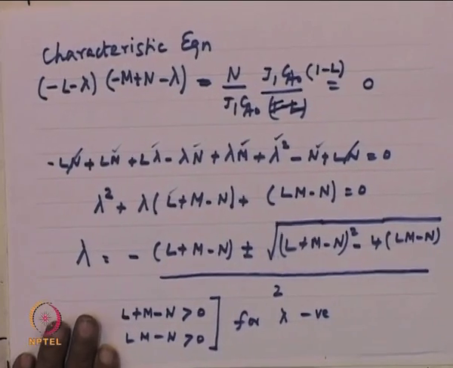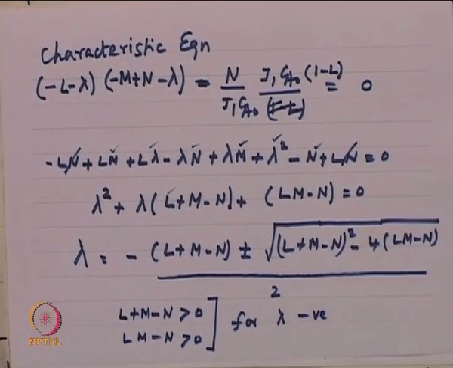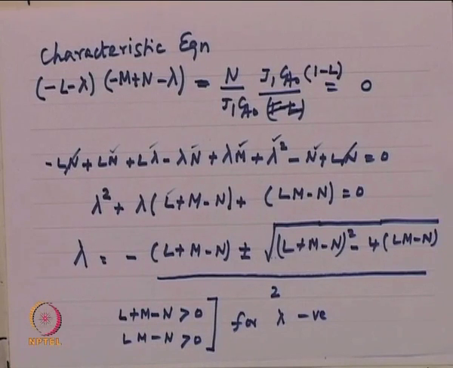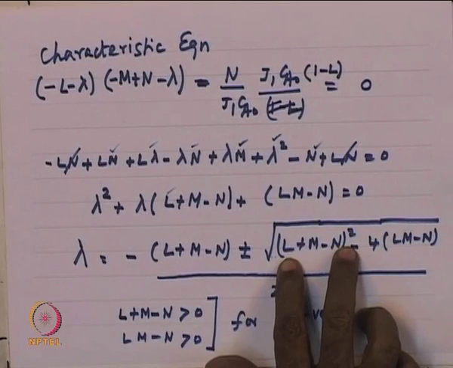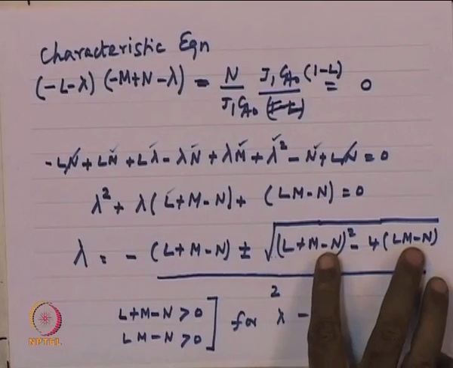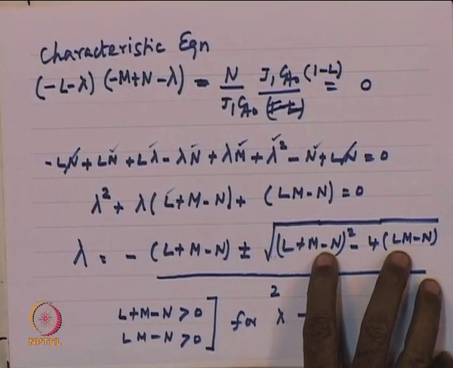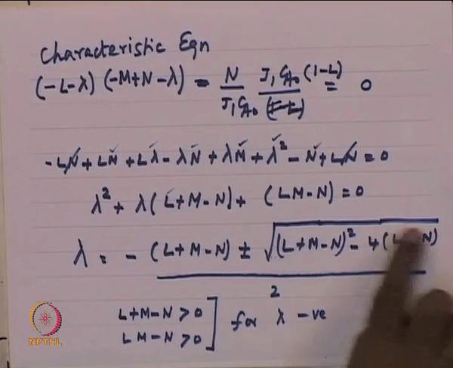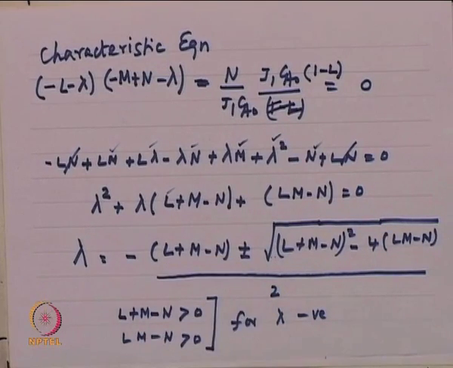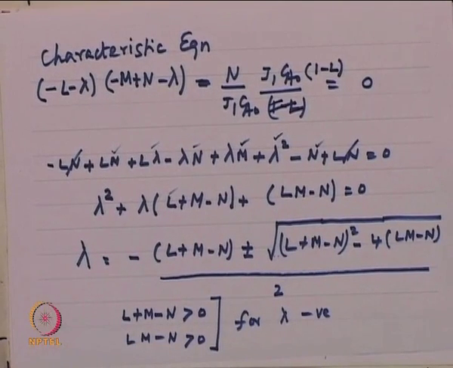Let us just understand whether this is satisfactory from our first principles. We want lambda to be negative. When will lambda be negative? L plus m minus of n must be greater than 0, so that this term is always negative. And if you make L (m minus of n) greater than 0, you find that this whole term becomes less than L plus m minus of n. Therefore, both the roots become negative. This is what we have to recognize. We want both the roots to be negative. So, this nice condition: L plus m minus of n is greater than 0, L (m minus n) greater than 0.